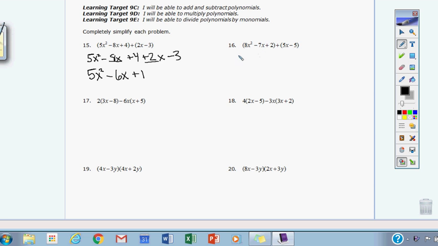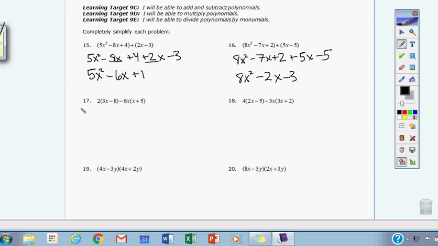16, same idea. Not to go into too much depth here, but basically you can just drop the parentheses because there's just a plus sign between them. The only time it gets really, really tricky is when there's a minus sign that you have to bring through. So 8x squared, and that would be minus 2x, and then minus 3 when you combine those.